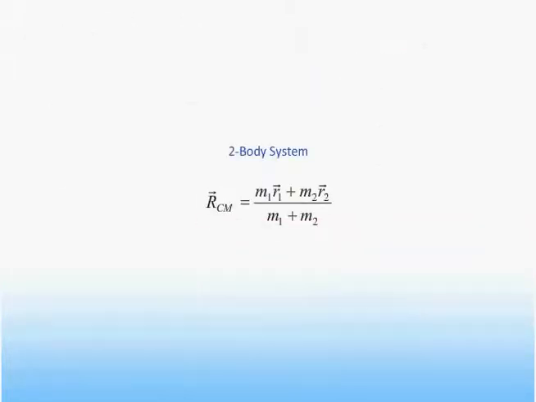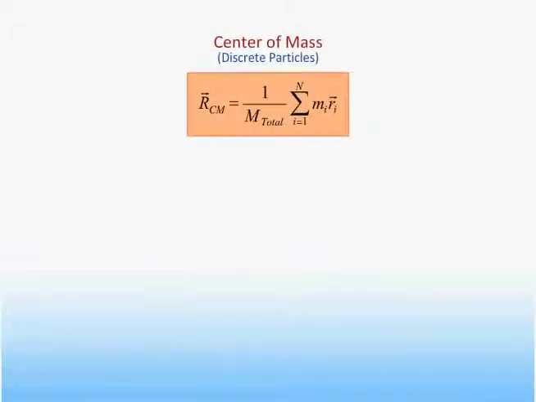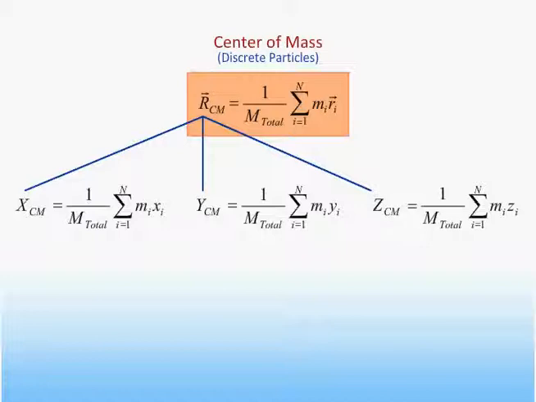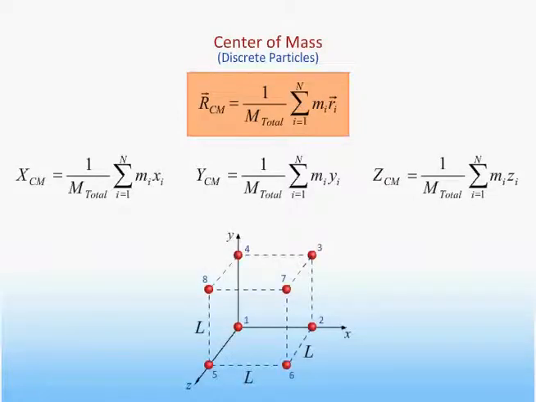We can extend our definition of the center of mass for systems containing more than two particles by simply summing up the mass-weighted displacement vectors for each particle. It is usually easier to break this vector equation into components and evaluate each component separately. Just to make sure we know how this works, let's do an example involving 8 equal mass particles located on the corners of a cube, as shown.